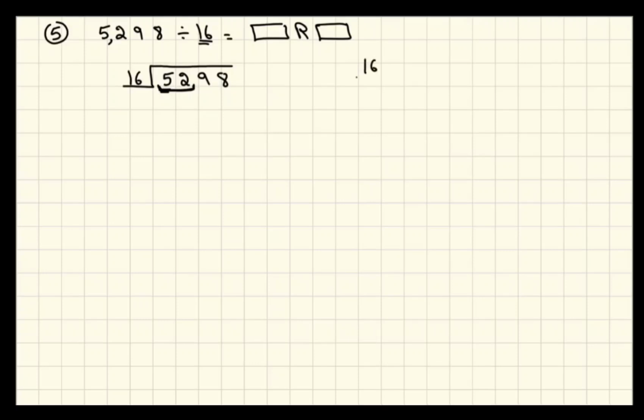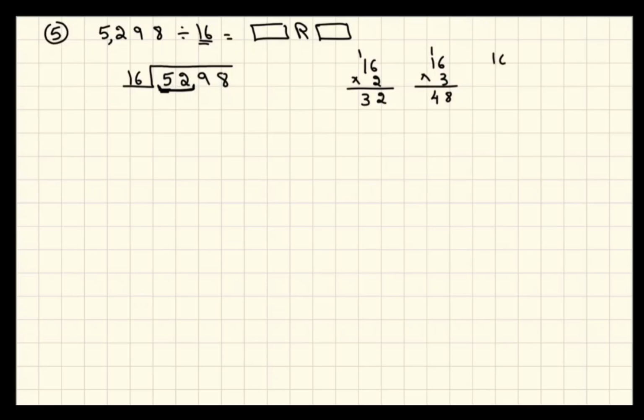And on the side, I try 16 times 2. 2 times 6 is 12, so 2 and 1 on top. 2 times 1 is 2 plus 1, which is 3. We got 32, that is smaller than 52. Let's try a bigger number and check. So multiplied by 3. 3 times 6 is 18. 3 times 1 is 3 plus 1, 48.